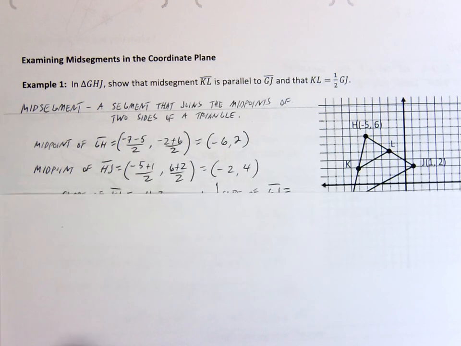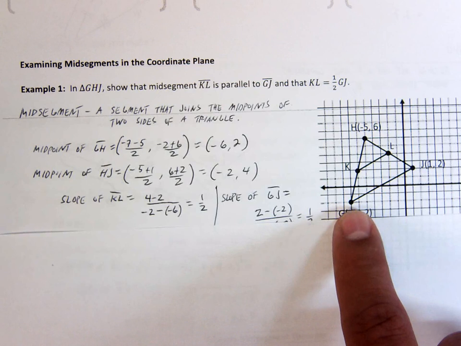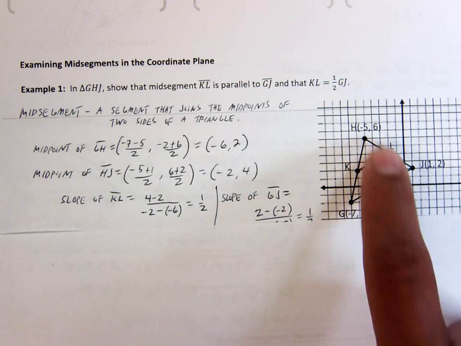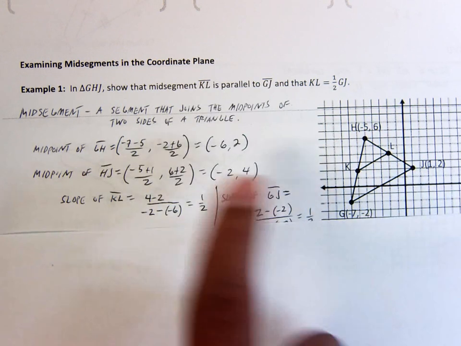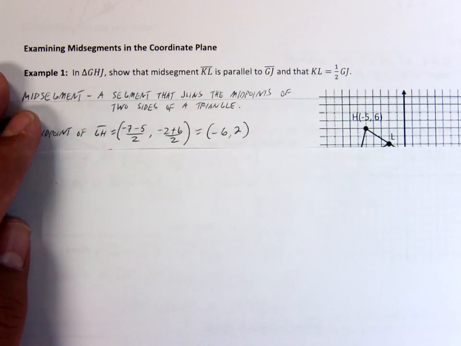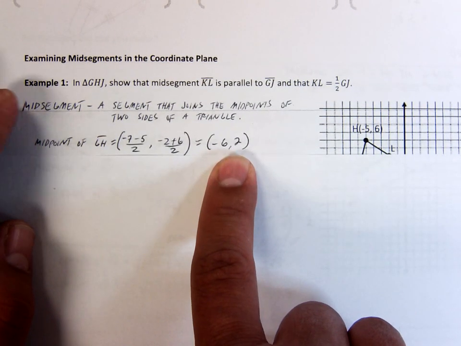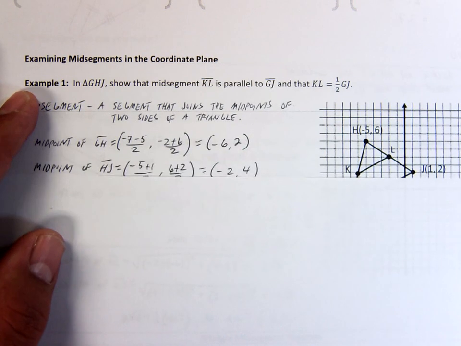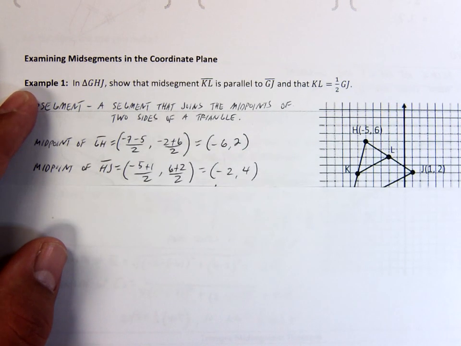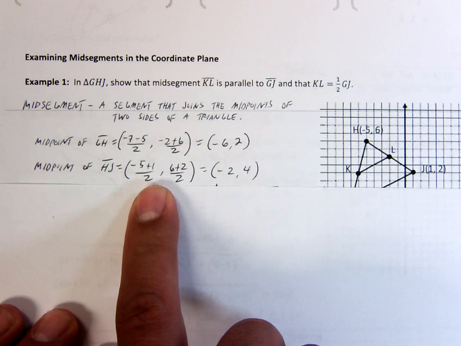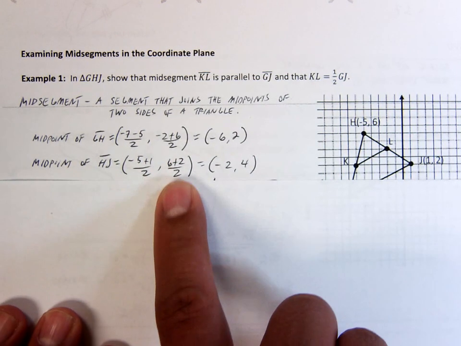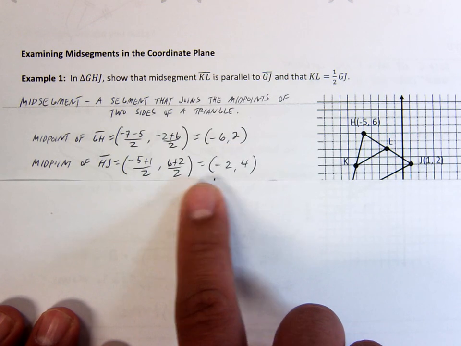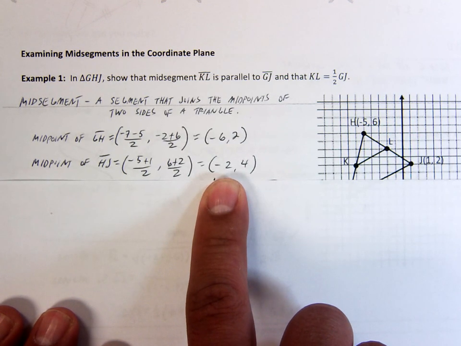GH, right here. -7 plus -5 and then -2 plus 6 gives me my midpoint of -6, 2. I then find the midpoint of HJ. Again, add up your two X's and divide by 2. Add up your two Y's and divide by 2, and you'll get that your midpoint is at -2, 4.